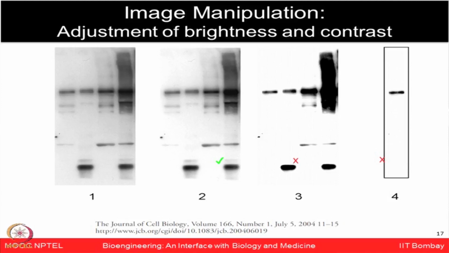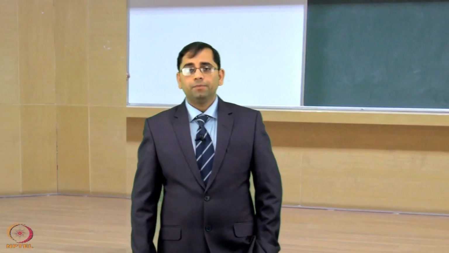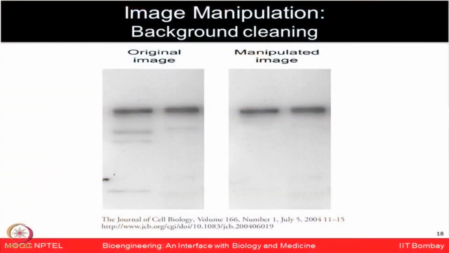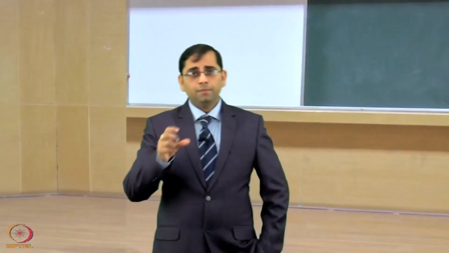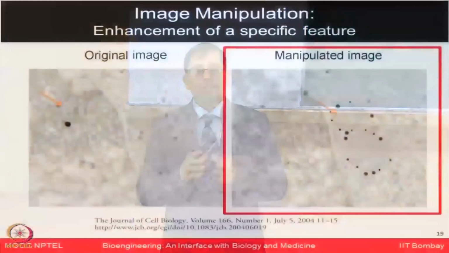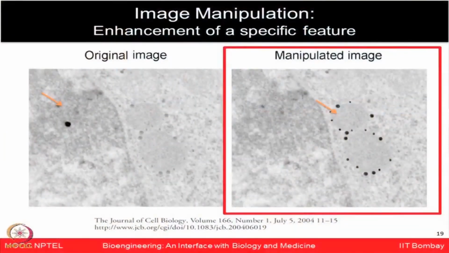Again, you can see another example where the original image was manipulated, and all the bands visible on the lower side have been removed, so now you can only see a single band from the gel. Looking at cell morphology, cells under the microscope, again a lot of manipulation happens. For example, enhancement of a specific area is shown here in the image which is manipulated on the right hand side.